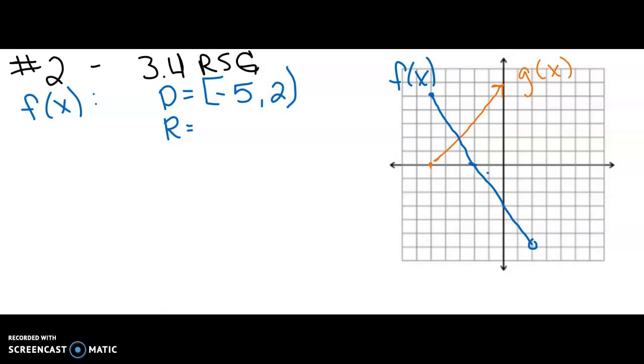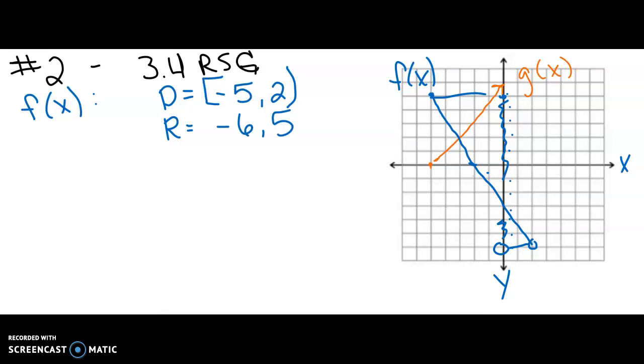Now I'm going to look at the range. Remember, the range is the set of all y values that work for the function. I'm going to smash this thing up against the y-axis. This point comes over here, this point comes over here, and it's all these y values in between those two. The smallest y value is -6, and the biggest y value is 5.